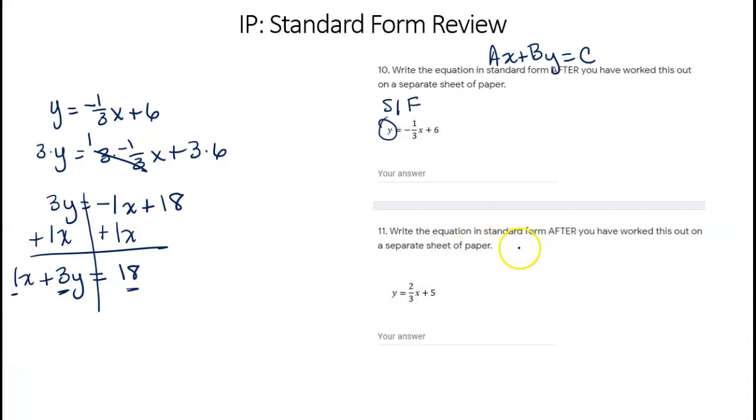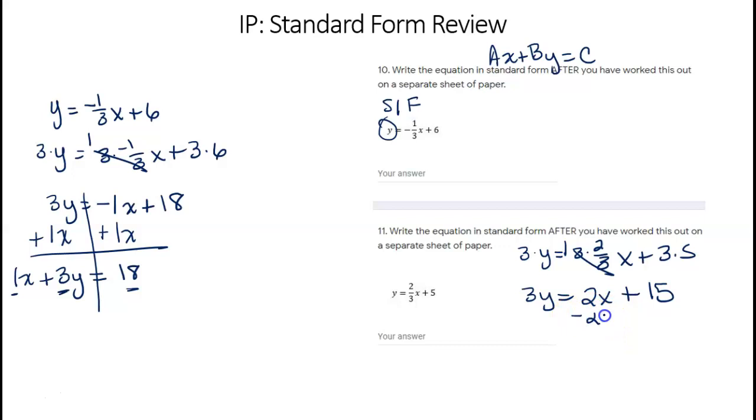You should have started by multiplying every term by 3 to get rid of the fraction. This becomes 3y. The 3's cancel out. 3 divided by 3 is 1. 1 times 2 is 2x, and 3 times 5 becomes 15. Now I'm going to subtract 2x from each side, but I'm not done. It looks like the one we just did. It's got a number with an x plus a number with a y equal to a number by itself.